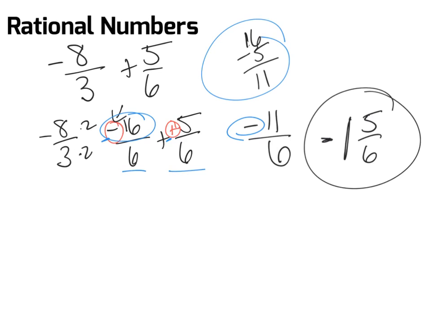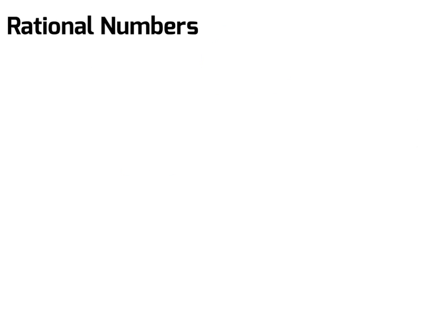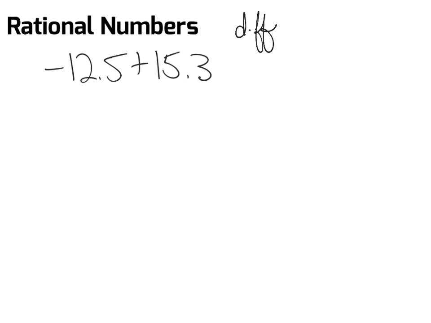I'm going to give you another example. Now let's do some decimals. I'm going to do negative 12.5 plus 15.3. Now, again, I have opposite signs. I have a negative 12.5 and a positive 15.3. And because the signs are different, I find the difference. Remember, different means difference. Difference means subtract.